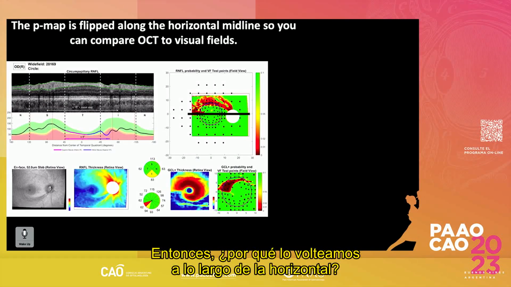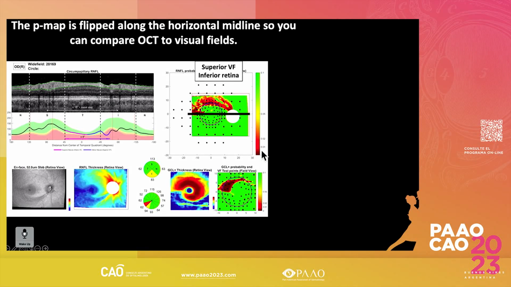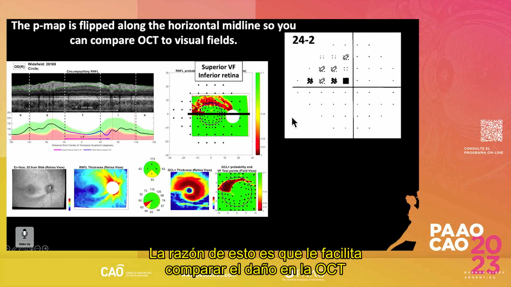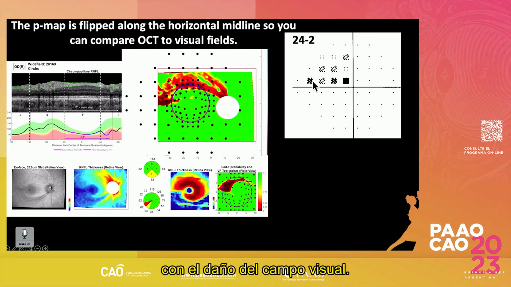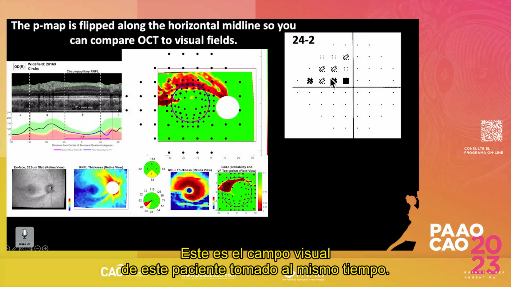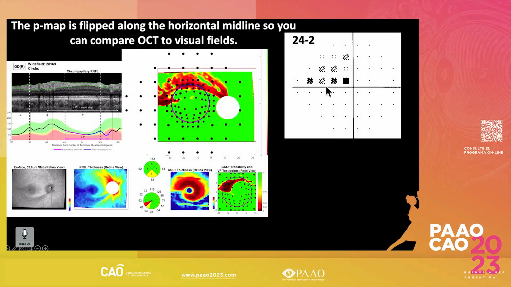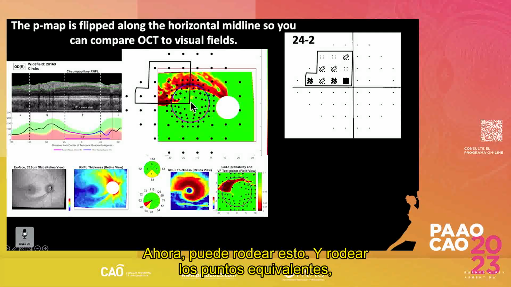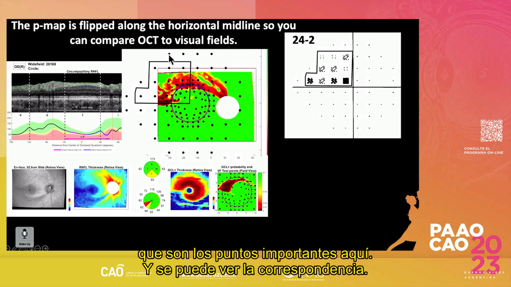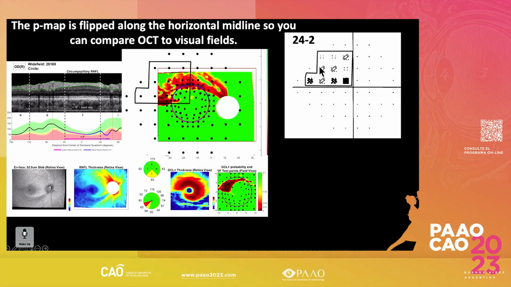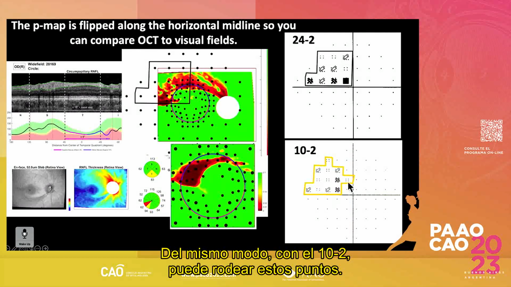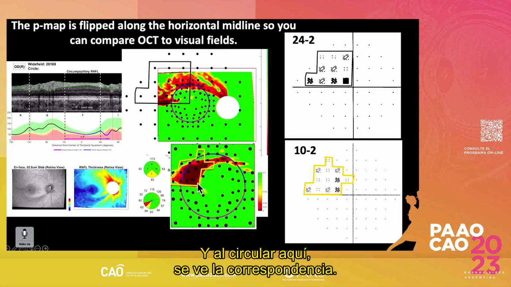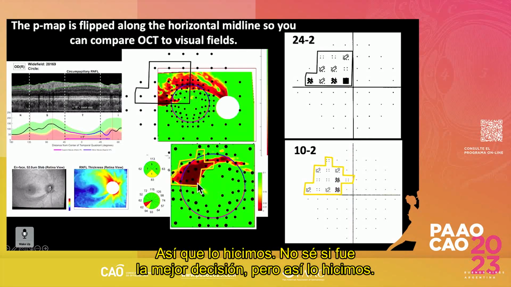All right, so why do we flip along the horizontal? The reason for it is it makes it easy for you to compare the OCT damage to the visual field damage. So here's a visual field for this patient taken about the same time. You can now circle this and then circle the equivalent points, which are the big points here, and you can see the correspondence. Likewise, with the 10-2, you can circle the points here, and you can circle here, you can see the correspondence. So we did it. I don't know if it was the best decision, but that's why we did it that way.